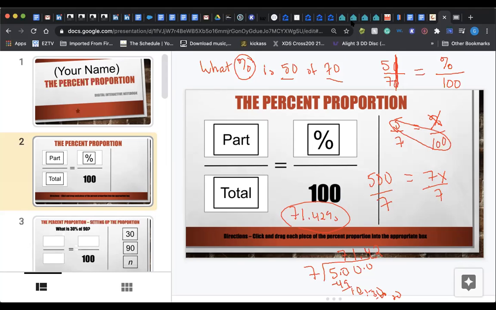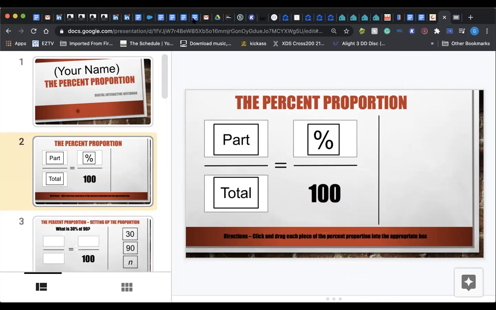Okay, I'm gonna erase this. Right, what about if I asked you the question, all right, 85, right, is 60% of what number? 85 is 60% of what number? How would I set up my proportion in order to try to solve that?